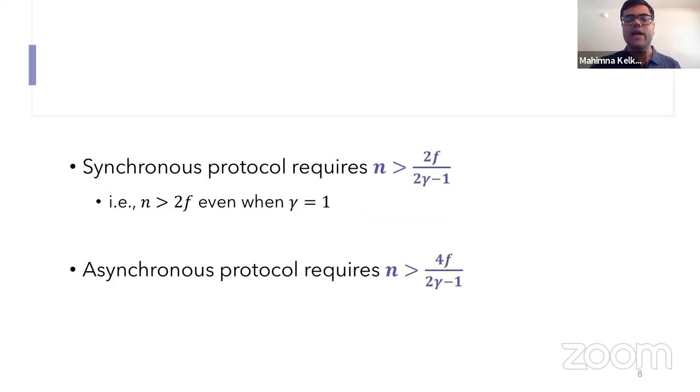In terms of adversarial corruption thresholds, our synchronous protocol requires n greater than 2f over 2 gamma minus 1. So in the easiest case of gamma equals 1, we still require an honest majority. And our protocols also work for completely asynchronous models, but we require n greater than 4f over 2 gamma minus 1.